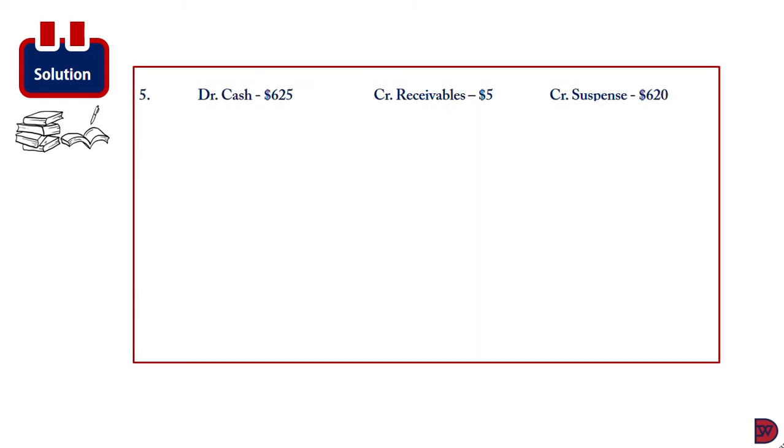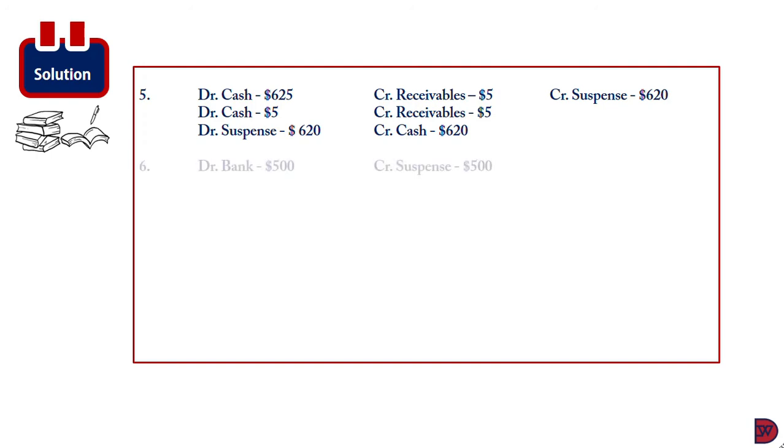Fifth solution. The cash was debited and receivable credited. The cash was debited for $625. The receivables account credited for $5. So the Suspense account will hold the difference. Upon investigation, it should have been the cash debited and receivables credited for $5. So the Suspense account will now be debit for $620 and go to the cash and credit it to clear out the error to reduce it to the actual amount of $5.